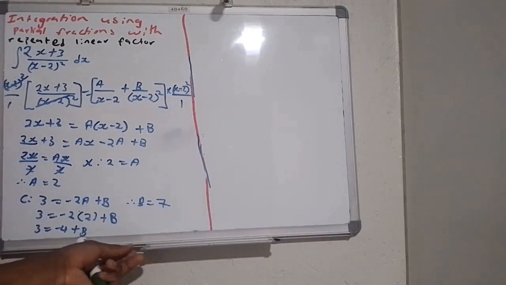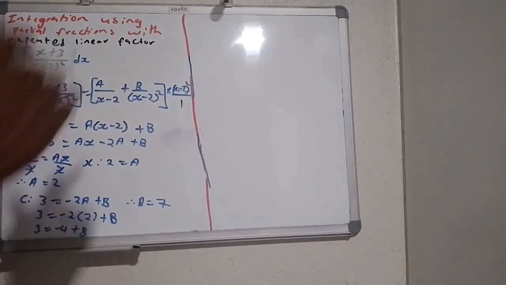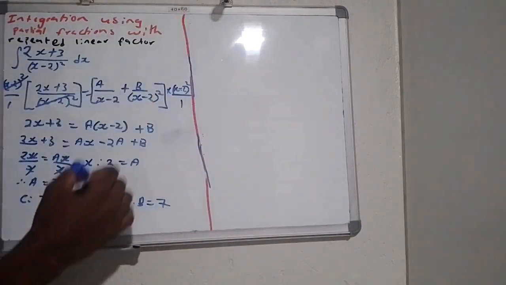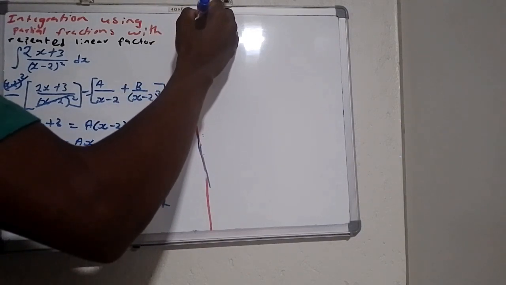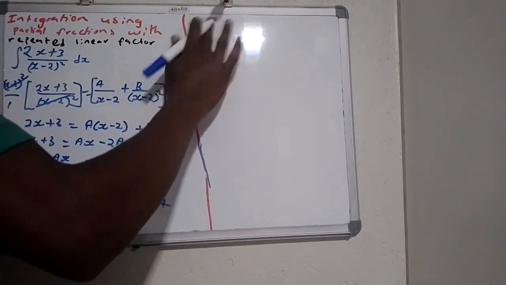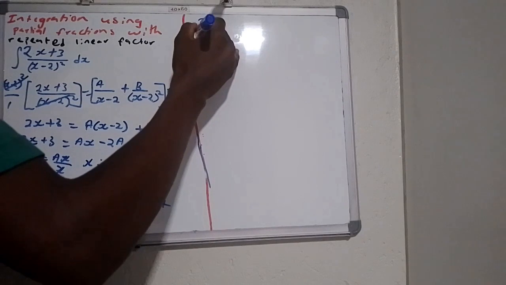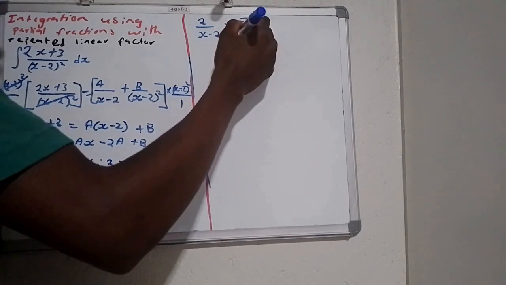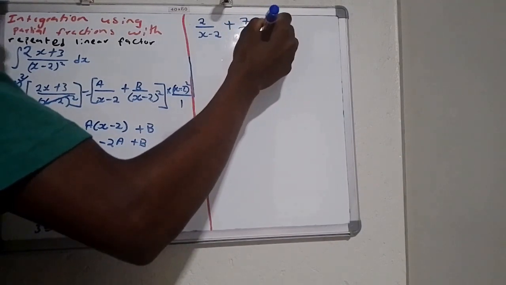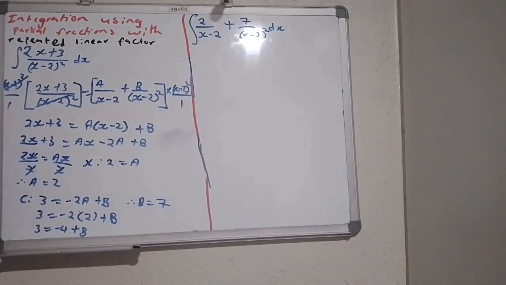Now, am I done? No. I need to integrate it, not get the partial fractions or those things. How do I integrate it? I'll go back here and substitute the value of a and the value of b. Instead of a, I have 2. I got the value of a as 2 over x minus 2 plus 7 over x minus 2 squared. I need to integrate this in terms of x. How do I integrate that?